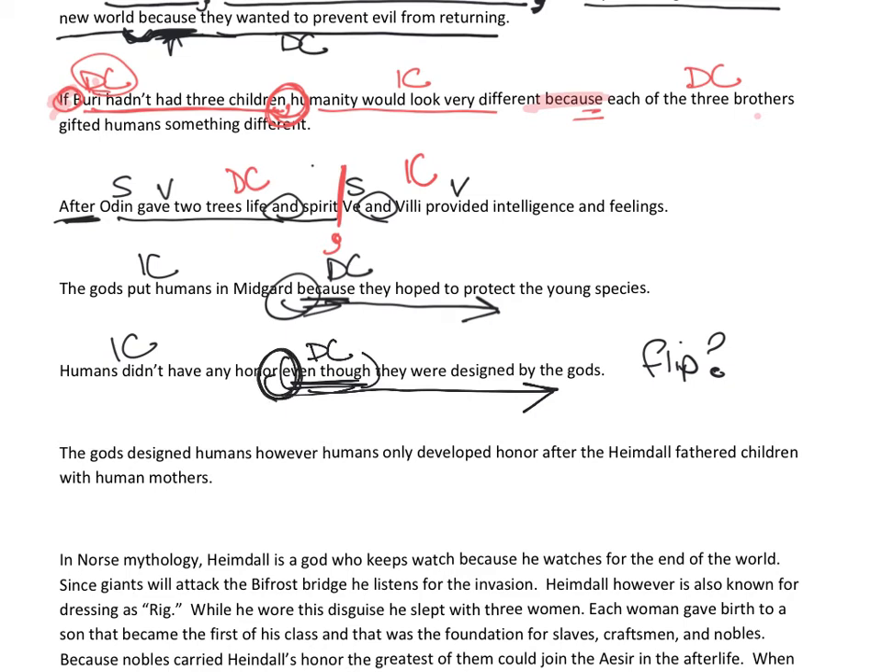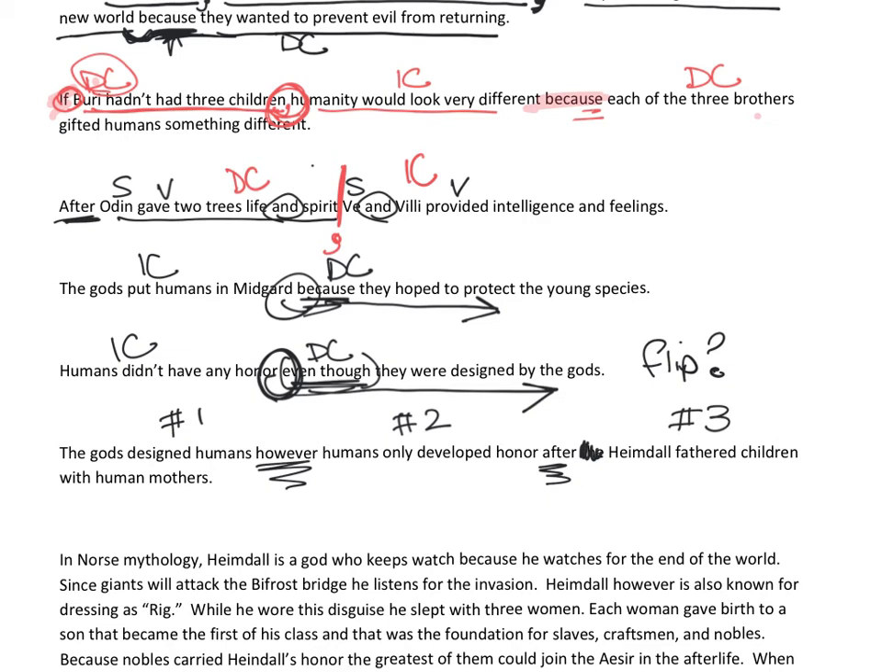Okay, the gods designed humans. However, humans only developed honor after the Heimdall. After Heimdall fathered children with human mothers. So you can see we now have, again, 3 sentences. So let's stop and let's figure out what is what.